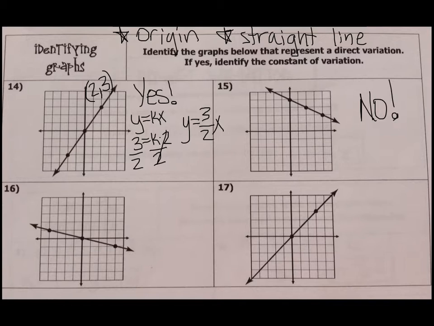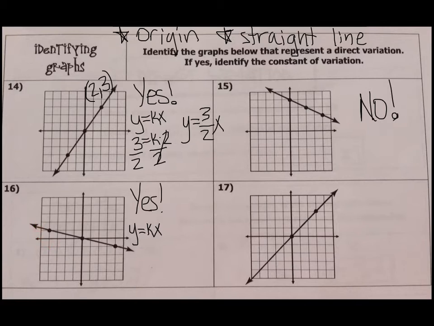Next, we're going to look at number 16. Number 16, we have a line that goes through the origin. It is a straight line, so yes, this is direct variation. Now we need to find the constant. y equals kx is our equation. If this is direct variation, we can look at an ordered pair.